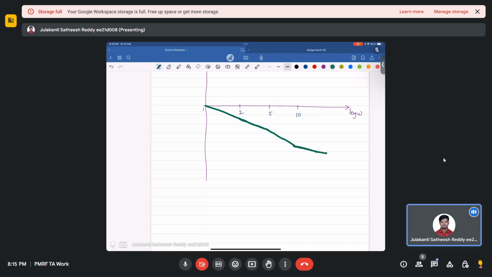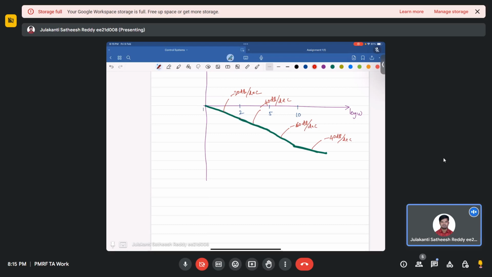So I will just mention here: this is minus 20 dB per decade, this is minus 40 dB per decade, this is minus 60 dB per decade, and this is minus 40 dB per decade. This is the system function, right? This is the way we draw the magnitude plot.